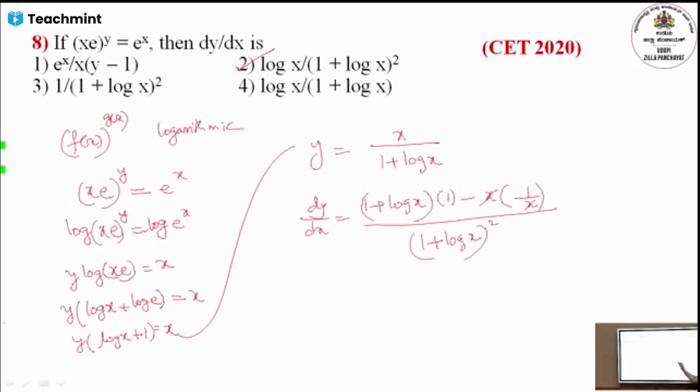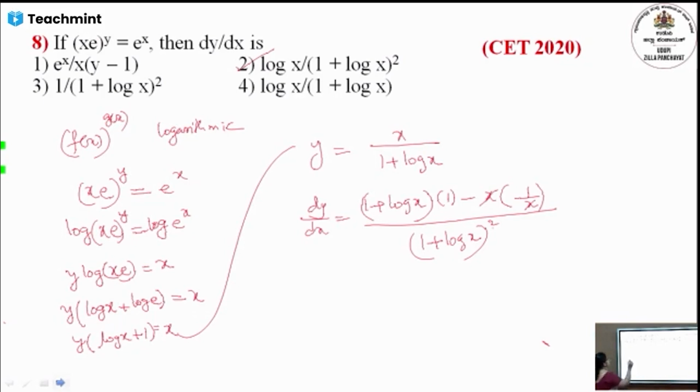Is it clear? 1 here, minus 1 here, that gets cancelled. Log x divided by 1 plus log x whole square. Our writing speed is 5 times lesser than our thinking speed. So whichever steps you can do orally, mentally, you do those. Only where you require pen and paper, you use pen and paper.